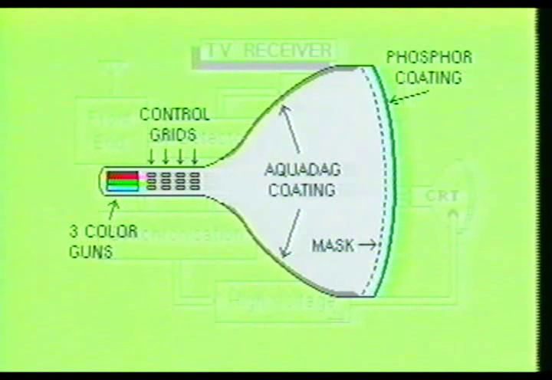The aquadag coating is used to help accelerate the electron beams before they strike the phosphorus coating on the inner face of the screen. A mask is also placed inside the CRT, which has about 400,000 holes in it. All 3 electron beams must pass through the same hole at the same time for proper operation. The phosphorus screen actually consists of small dots of phosphorus which are designed to line up with the holes in the mask. You will learn more about the picture tube in a later You Can Do video.